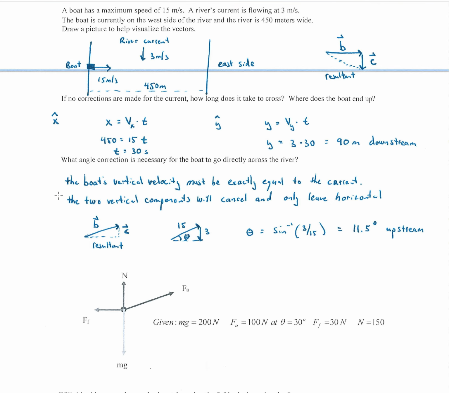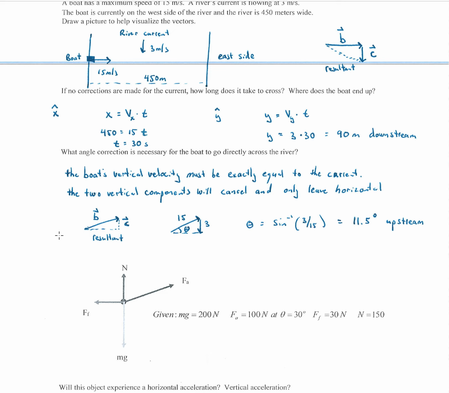Now we want to make a correction. So what angle is necessary so the boat actually goes right across the river? Well, what does it mean to go straight across?